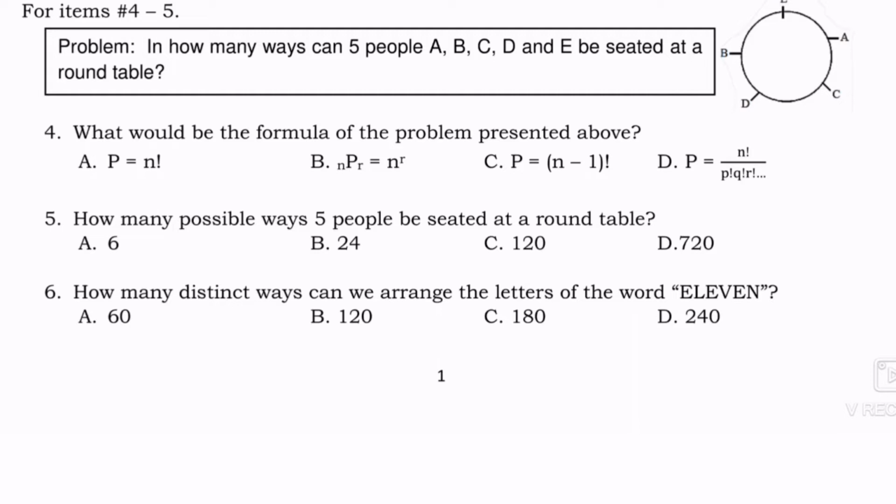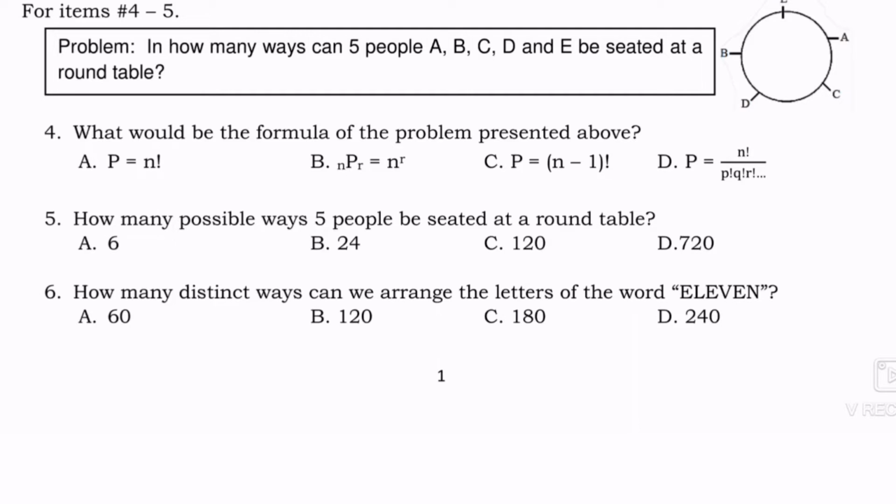For items number 4 and 5, problem. In how many ways can 5 people, A, B, C, D, and E, be seated at a round table? Number 4, what would be the formula of the problem presented above? The answer is C. Number 5, how many possible ways can 5 people be seated at a round table? The answer is B.